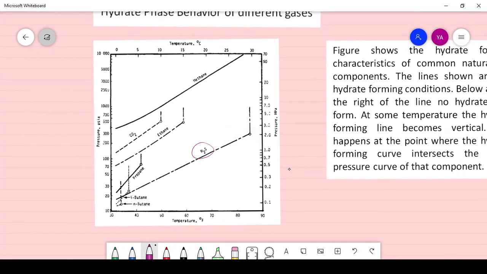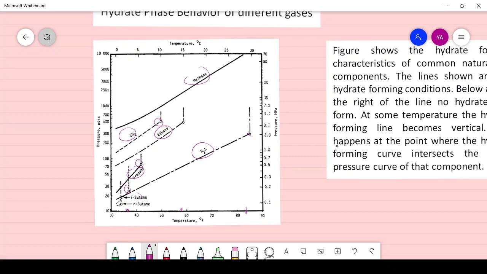This is for H2S, this is for CO2, this is for methane, this is for ethane, propane, butane, and isobutane. All these are given here. The maximum possible temperature for H2S is near about this temperature. The maximum possible temperature of ethane is near about this temperature. For CO2 and methane it is much higher as compared to this one. Propane is lesser, and butane is much lesser as compared to all these.